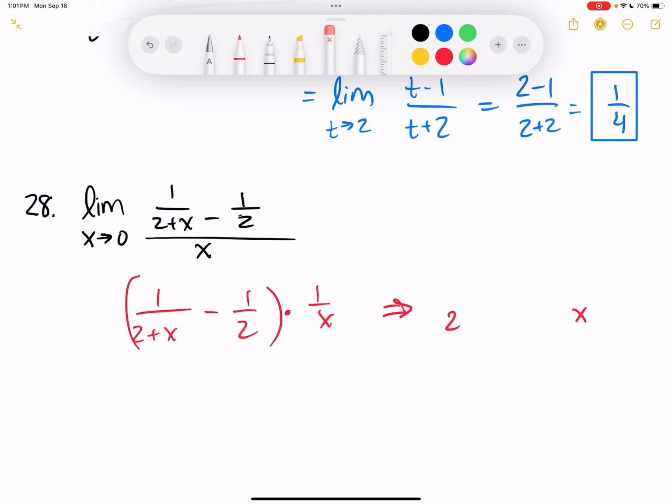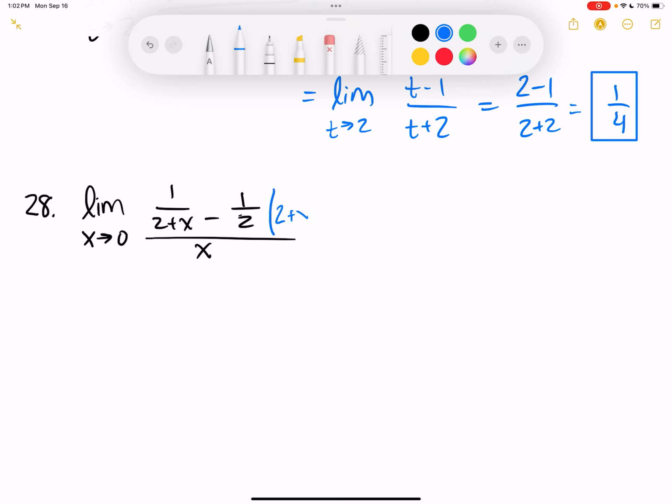So any other ideas before I tell you what I would do? How about get a common denominator? Oh, that's brilliant. See, this is why you're the teacher and we're not.